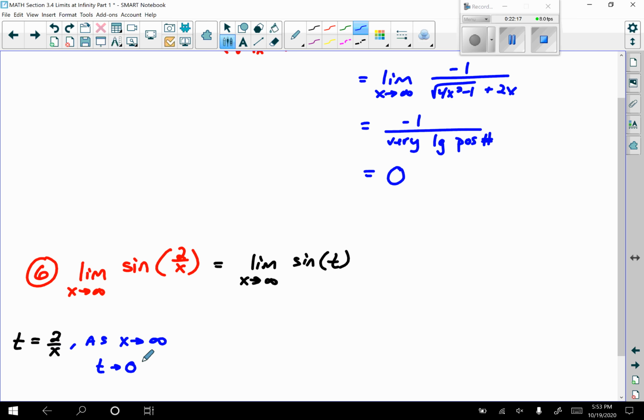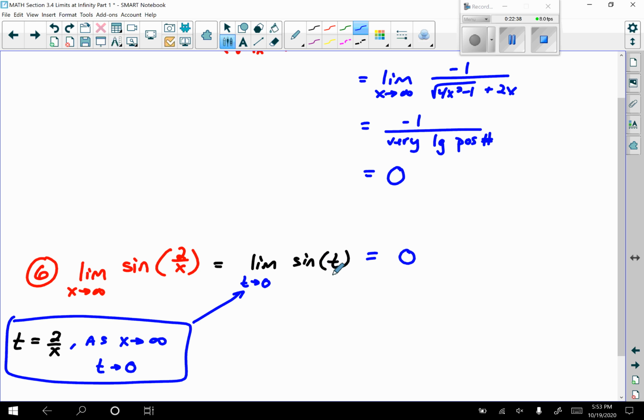So technically, instead of keeping the infinity here, if I'm going to substitute the t in, I'm going to replace it with t going to 0. And then we could do direct substitution here. Sine of 0 is just going to be 0. So we did a little manipulation right here, but I had to change this part if I'm going to substitute the t in. First we let t equal 2 over x, and then we said, well, x is approaching infinity, this is going to 0, and sine of 0 is 0.